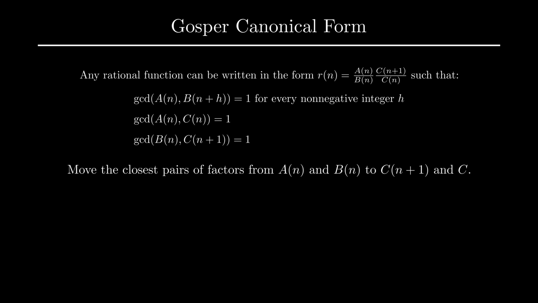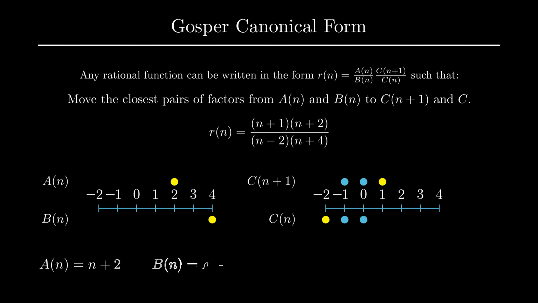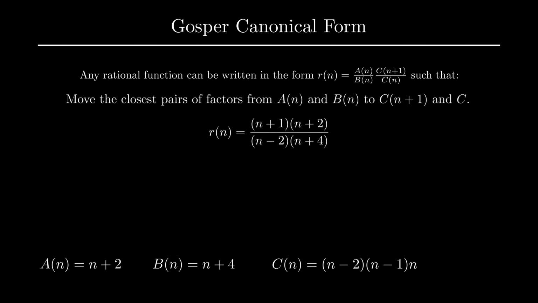This can be guaranteed by simply starting from the left moving right, and as soon as you find a numerator factor that violates the condition, move it to c by pairing it with the closest factor in the denominator. So for this rational expression, the Gosper canonical form would be written like this.